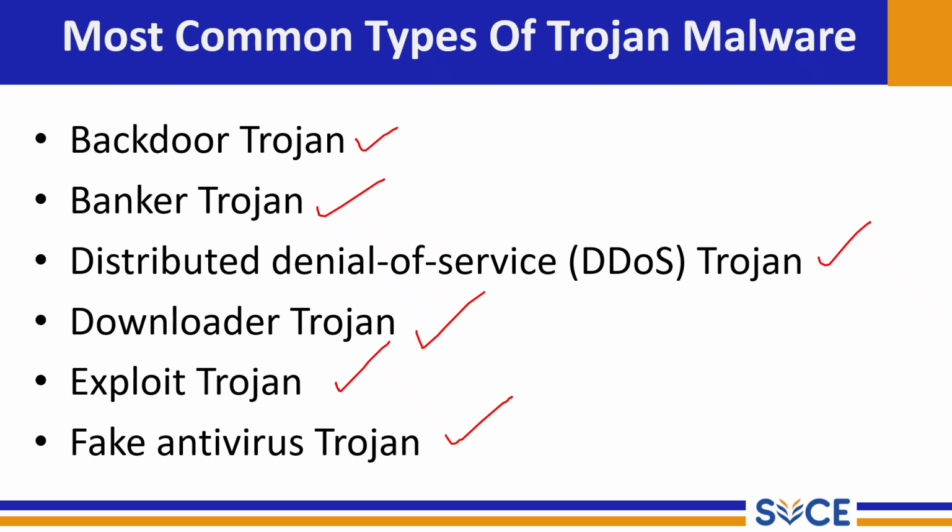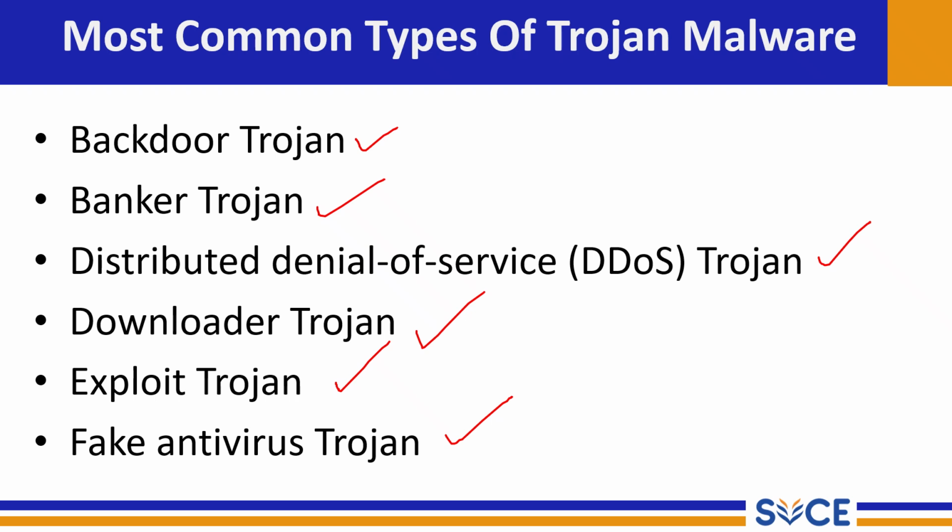Next one, the fake antivirus Trojan. A fake antivirus Trojan simulates the actions of legitimate antivirus software. The Trojan is designed to detect and remove threats like a regular antivirus program, then extort money from users for removing threats that may not even exist. These are the common types of Trojan malware, and apart from that, we have the game thief Trojan. A game thief Trojan is specifically designed to steal user account information from people playing online games. I think this is a much more vital Trojan.